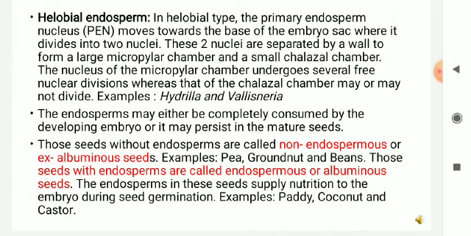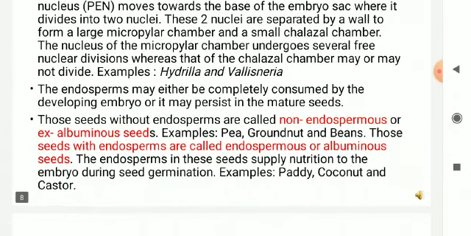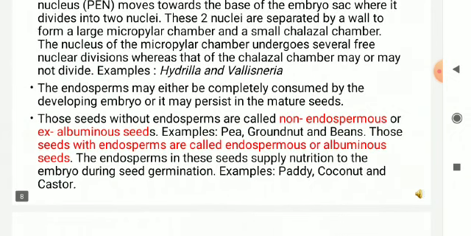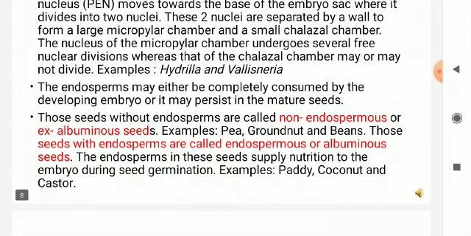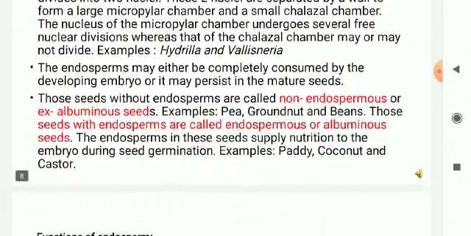Now another important feature is, as I've already told you, that the function of endosperm is to provide nourishment to the developing embryo. During development of the embryo in some seeds, the endosperm is completely consumed, and when the mature seed is formed, no endosperm remains. Such seeds without endosperm are called non-endospermic seeds or ex-albuminous seeds. Common examples are dicot seeds like pea and groundnut.